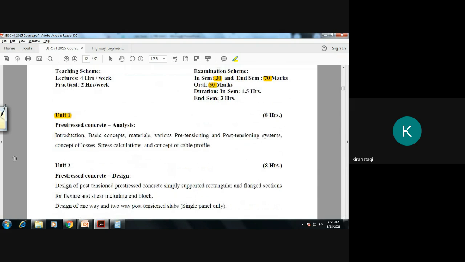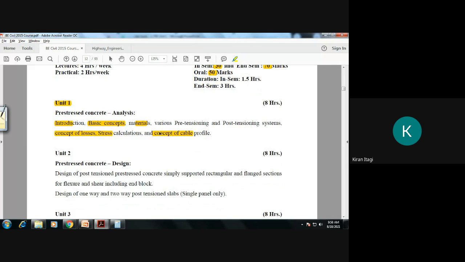Okay, so here we will see the introduction, basic concepts, materials, cable profile, and calculations, and some numericals are there. So the first unit consists of 50% theoretical and 50% numericals. And numericals are very easy or simple in the first unit. Okay, so not that complicated. We have to determine the stress at the bottom and stress at the top. We have simple formulas. The second unit deals again with pre-stressed concrete designs.